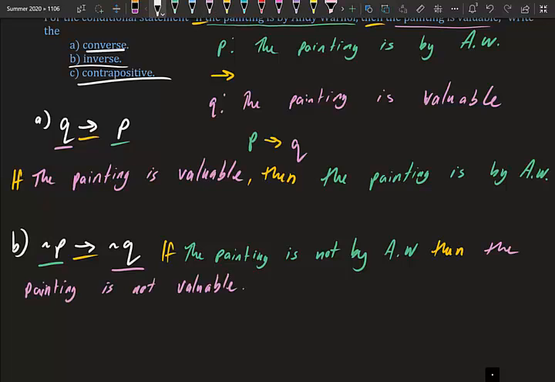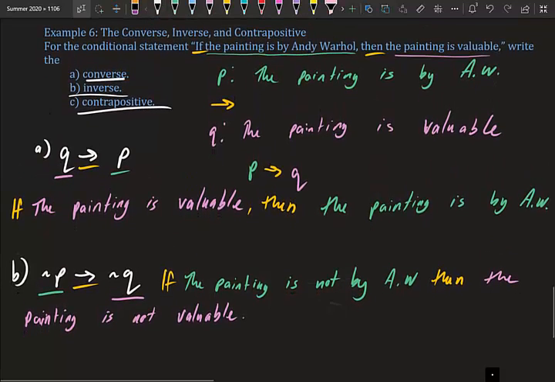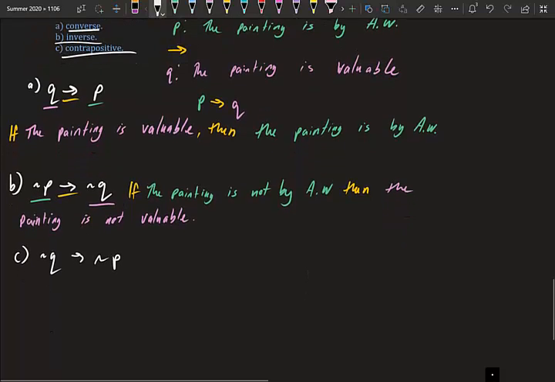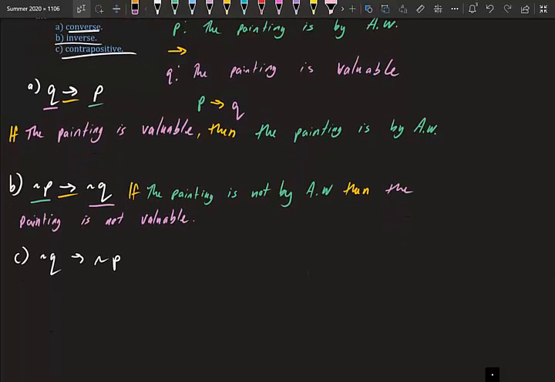Alright, now we have to write our contrapositive. So our contrapositive, we have negation Q, if then negation P. So let's negate Q, the painting is not valuable, then the painting is not by Andy Warhol. So if negation Q, the painting is not valuable, opposite P, the painting is not by Andy Warhol.